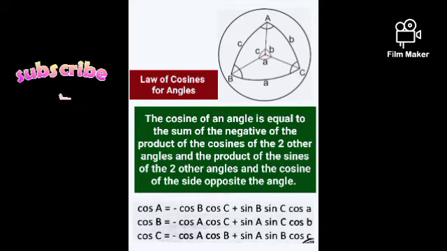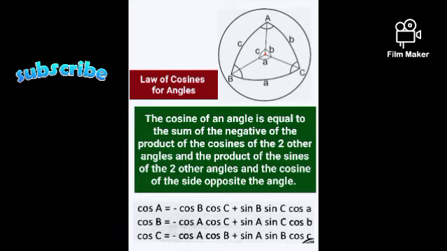Hence, cosine of angle B equals negative cosine of angle capital A multiplied by cosine of angle capital C, plus sine of angle capital A multiplied by sine of angle capital C, multiplied by cosine of side small b, the side opposite the angle capital B.